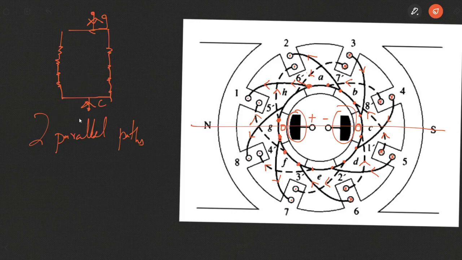So there are actually two parallel paths because of the location of the poles and the nature of winding. This is clear for a two pole machine. But now what happens with a four pole machine?